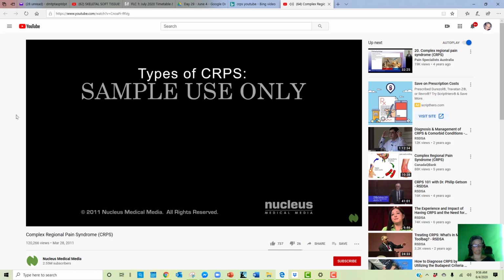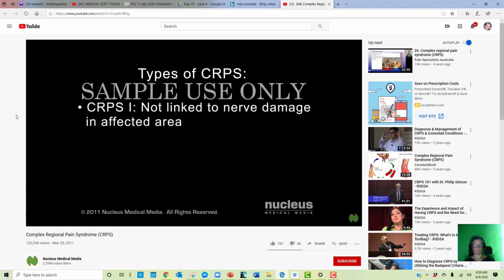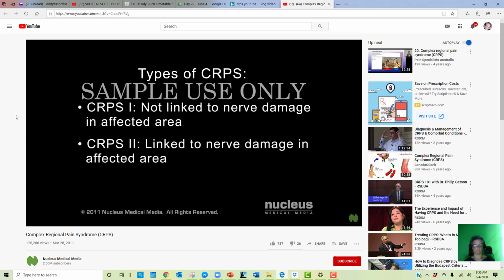There are two types of complex regional pain syndrome, though the symptoms are the same for both. If you have CRPS1, your condition may have been triggered by an illness or injury, but you do not have a nerve injury in the affected area. If you have CRPS2, your condition is clearly linked to a nerve injury in the affected area.